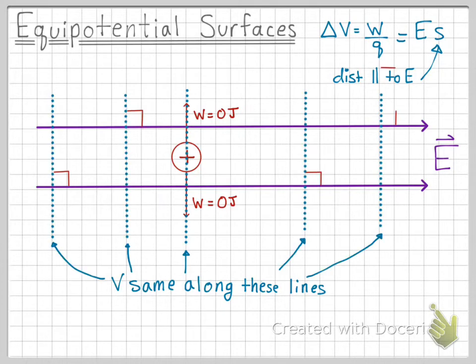So each line that I've drawn here is perpendicular to the electric field and is going to have the same voltage level along these lines. They're each individually going to have their own voltage levels, but the voltage level at any point along that line is going to be the same. And these lines are called equipotential surfaces.